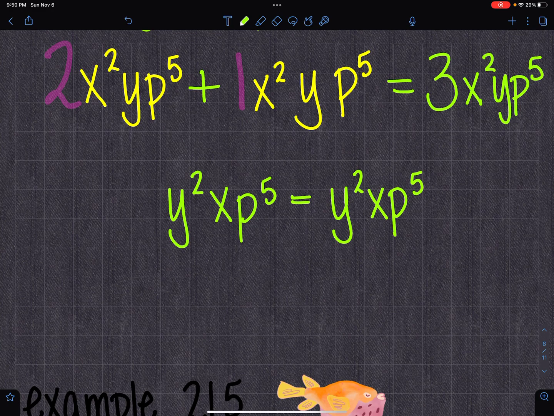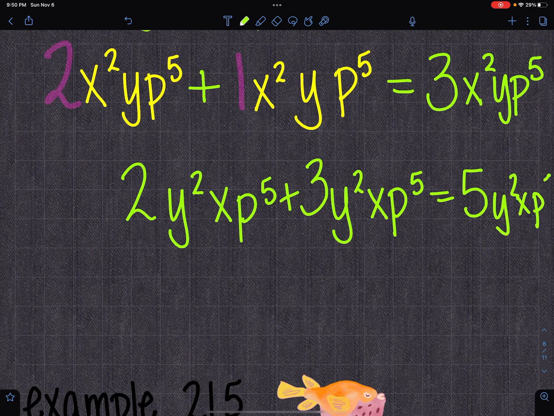They're the same. All I did was rearrange. So they're the same, and if they're the same, you can add them together. You would add them together by saying, well, maybe there's 2 of these and there's 3 of these. You add, and you get 5 of that complicated term, y squared, x, p, 5, whatever.